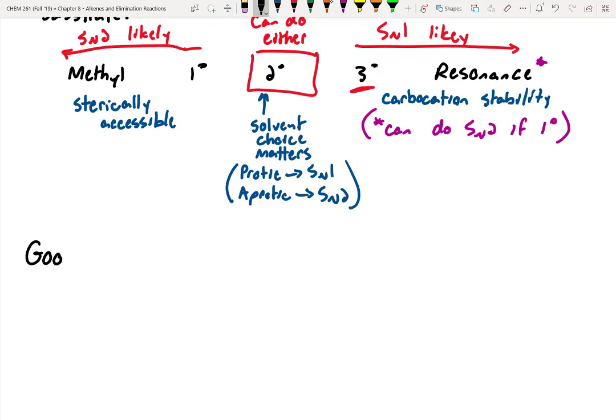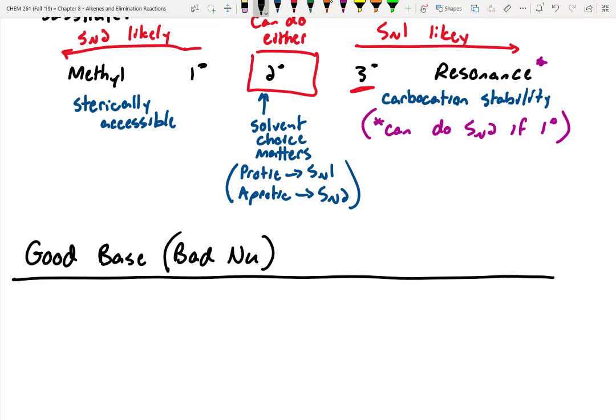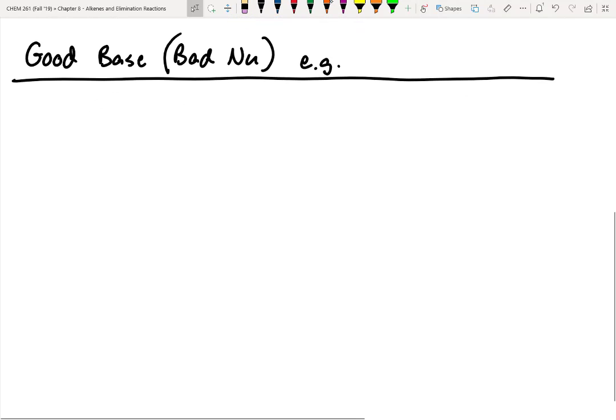Let's consider if we have a good base that's a bad nucleophile. All right, what's some examples of something that's a good base but a really, really bad nucleophile? So I heard somebody say the tert-butyl one. So tert-butoxide, why is this a bad nucleophile? It's too bulky, right? What's another one that's a bad nucleophile?